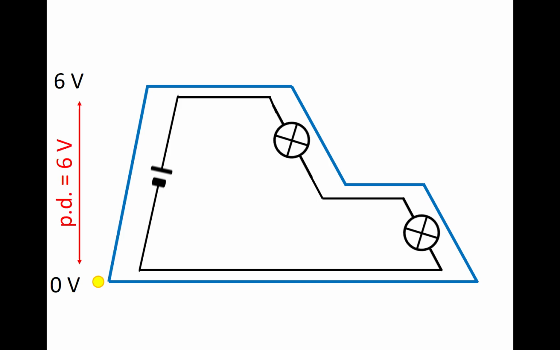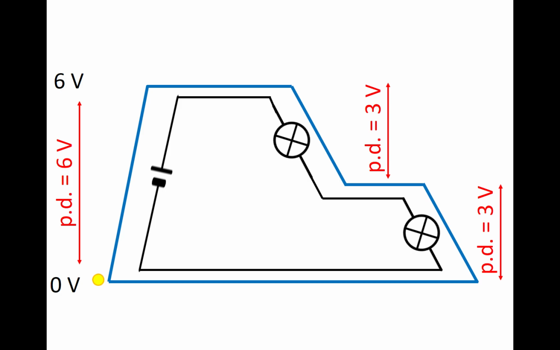The potential difference up the slope through the cell is 6 volts. In other words, from 0 all the way up to 6. The potential difference across the first bulb is 3 volts, and the potential difference across the second bulb is also 3 volts.